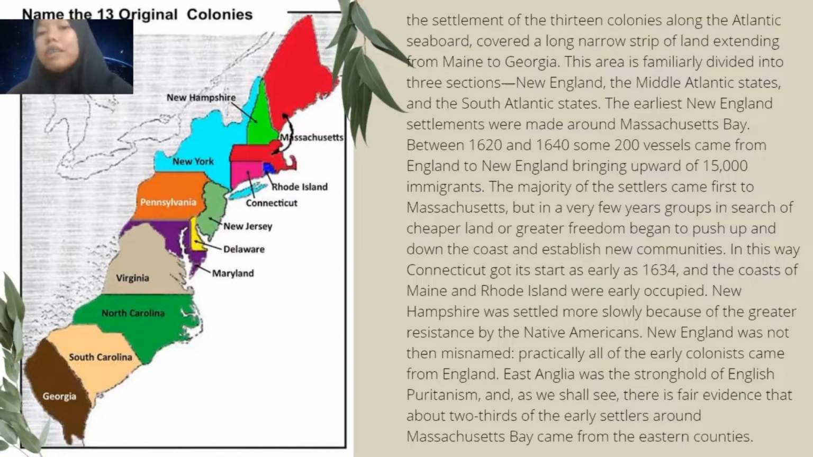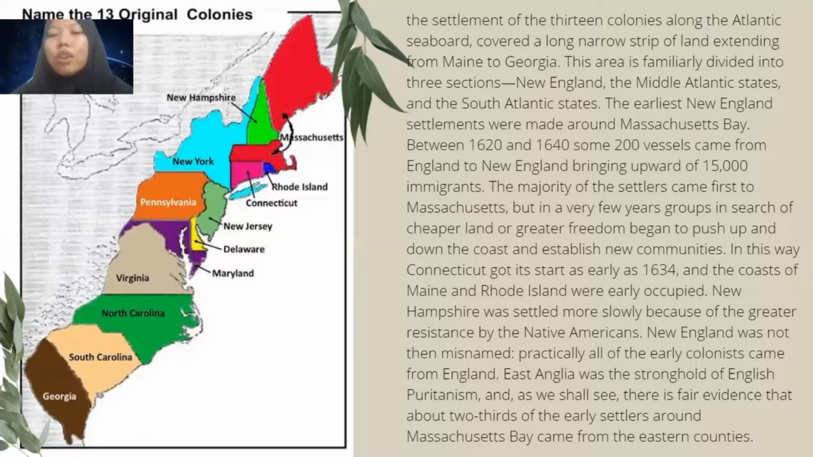This area is familiarly divided into three sections: New England, the Middle Atlantic states, and the South Atlantic states. The earliest New England settlements were made around Massachusetts Bay. Between 1620 and 1640, some 200 vessels came from England to New England, bringing upward of 15,000 immigrants. The majority of the settlers came first to Massachusetts, but in a very few years, groups in search of cheaper land or greater freedom began to push up and down the coast and establish new communities. In this way, Connecticut got its start as early as 1634, and the coast of Maine and Rhode Island were early occupied. New Hampshire was settled more slowly because of the greater resistance of the Native Americans.